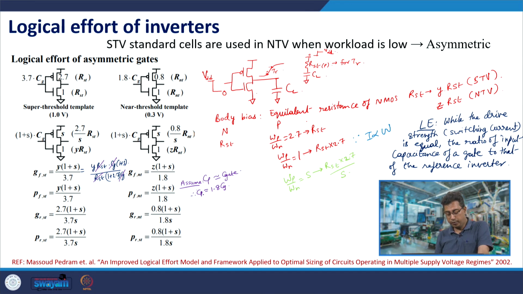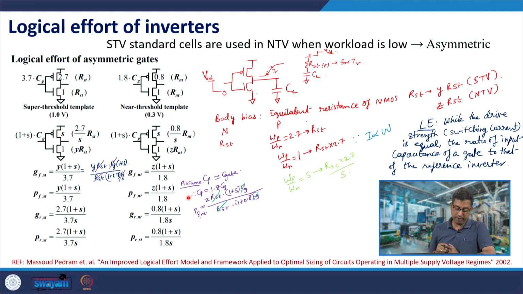The RC time constant for output discharge for the parasitic capacitance would be Z times RST into the equivalent capacitance when you are driving a similar inverter, which is 1 plus S Cg, divided by RST for the inverter into 1 plus 0.8 Cg. The denominator is for this inverter and the numerator is for this inverter. So, what does this turn out to be? Cancel out these terms, then this turns out to be this value PFNT.